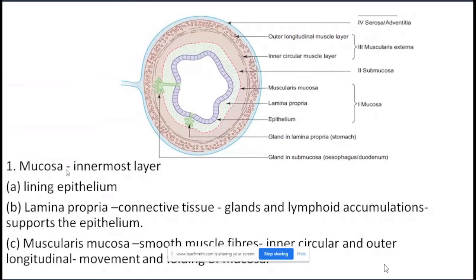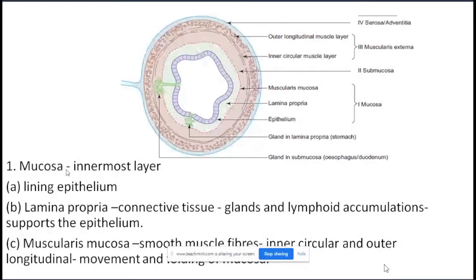So mostly from the esophagus-stomach junction, or starting from the stomach, up to the upper end of the anal canal, you will get only one epithelium, that is the columnar epithelium. So the epithelium throughout the alimentary canal is the same, the columnar epithelium.